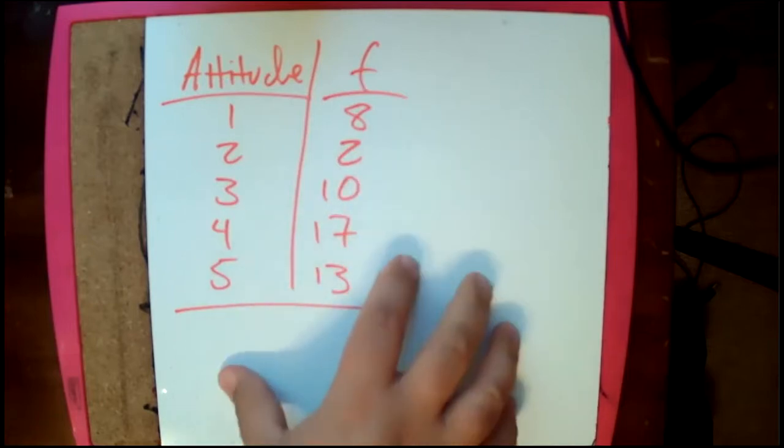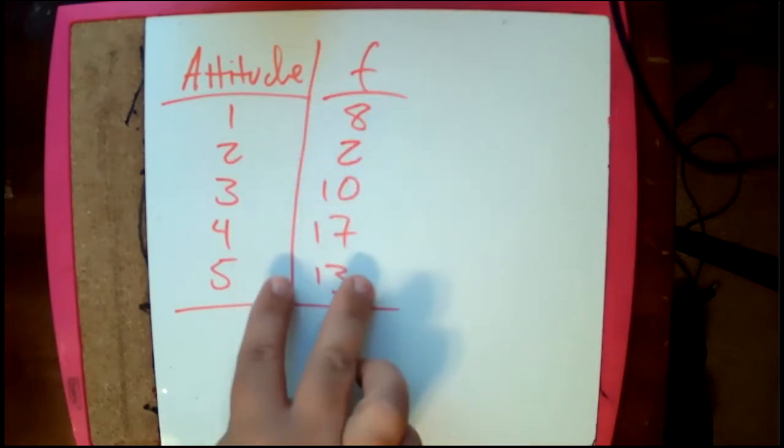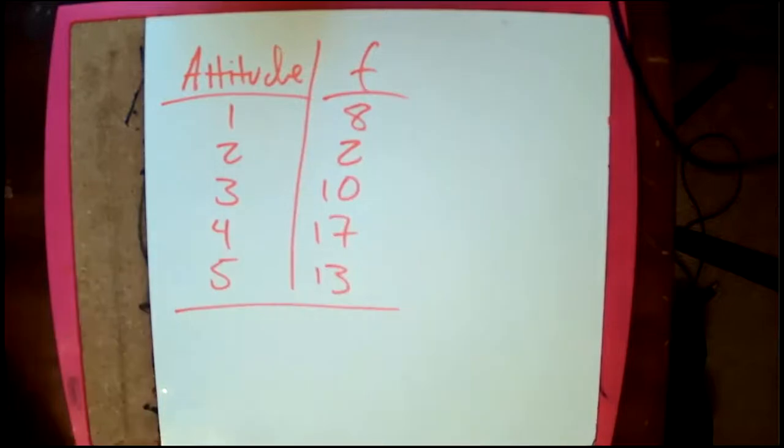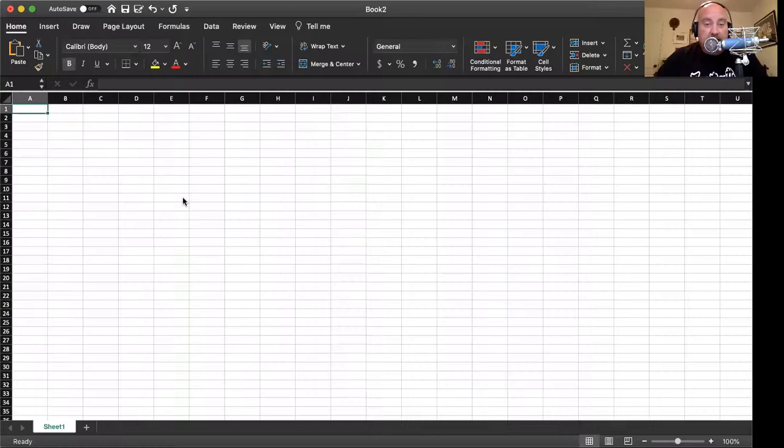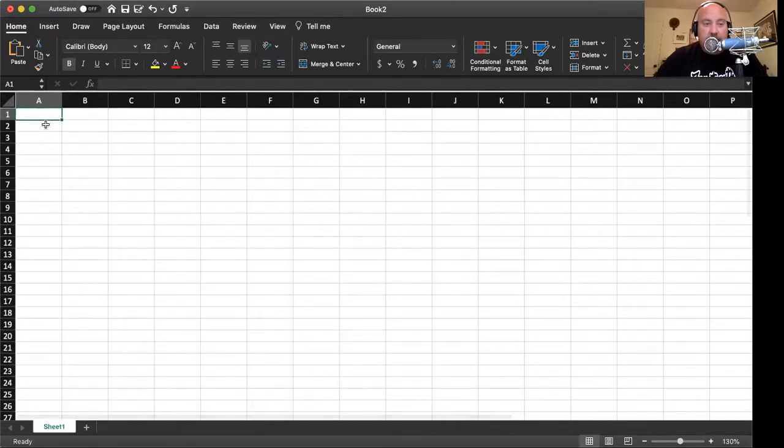So I'm going to enter this into Excel. Of course, I'm not going to enter it just like this. I'm going to put it in its raw data form. So let me pull up Excel and show you how to do it. Okay, so I'm going to share my screen with you. Here is my Excel spreadsheet. Let me blow this up a little bit so you can see it a little better.